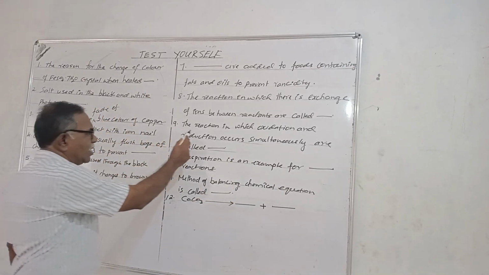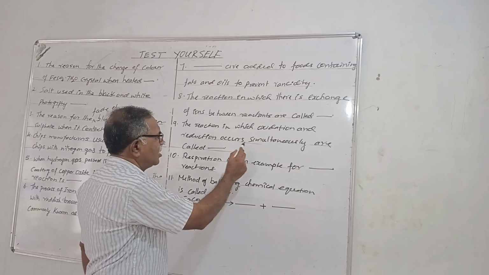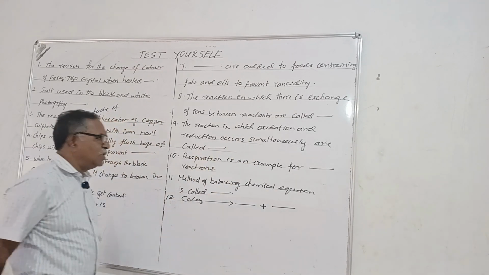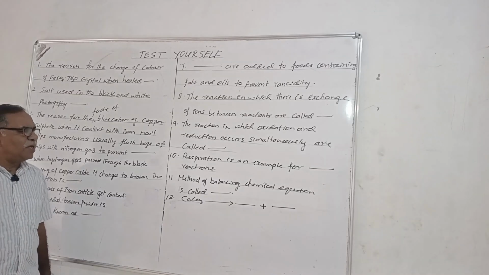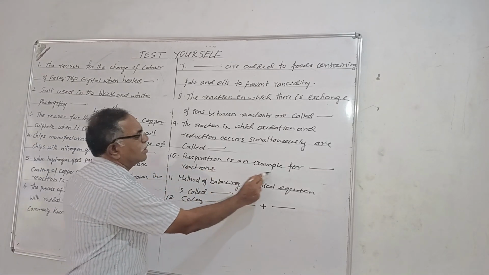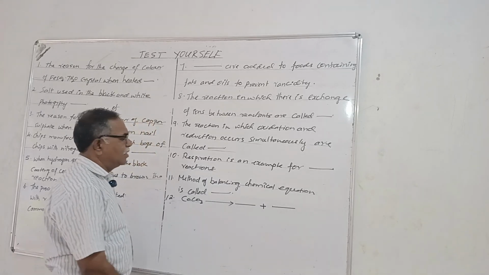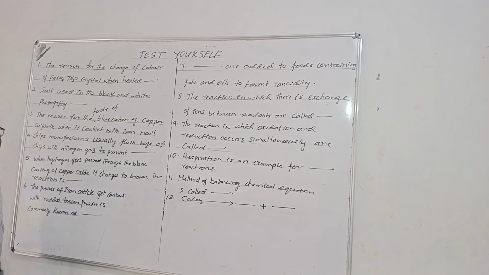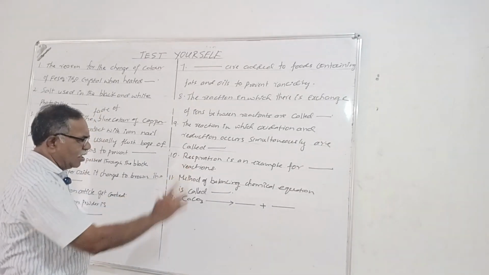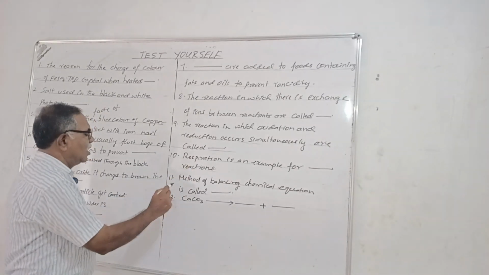Ninth, the reaction in which oxidation and reduction occur simultaneously is called dash. There is a particular name for such reactions. You write the name of that reaction. Tenth, respiration is an example for dash reaction, whether it is endothermic or exothermic. That you have to write. Exothermic reaction or endothermic reaction or any other type of reaction, you have to write that. Respiration is an example for dash.